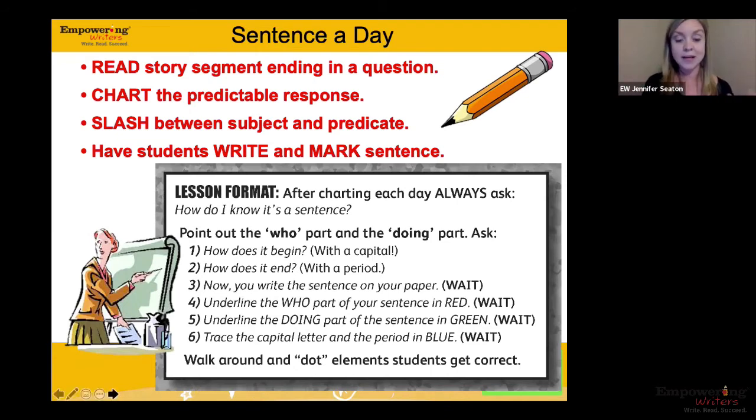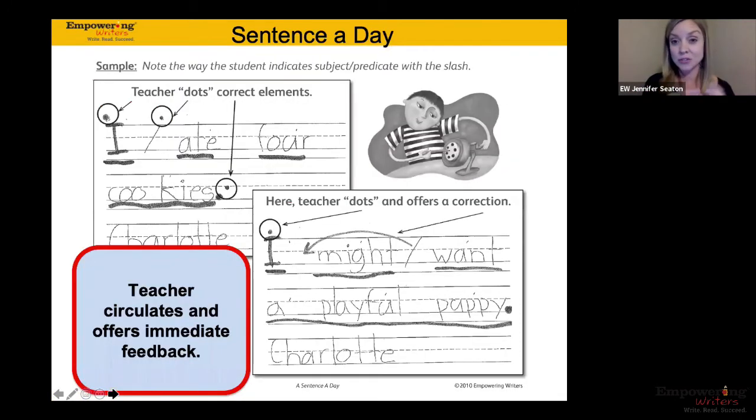So they will write that response Monday. You'll give another story segment on Tuesday. You write the sentence, they write the sentence, you go through the parts of it. Wednesday, same. Thursday, same. Okay, so each day that you're doing that, Monday through Thursday, you're going to go around and dot where the correct elements are. Okay, so you had a capital, you trace that in blue. Excellent. I love how you put the slash through the subject and the predicate, and you underlined the doing part. You also color coded your period. Or as the teacher, you're going to offer a correction as you see in that second piece there.